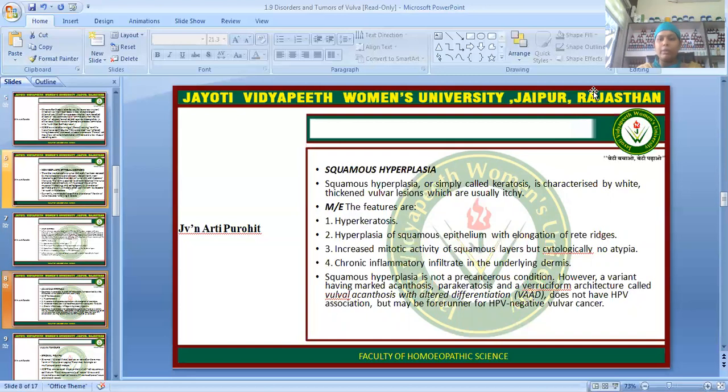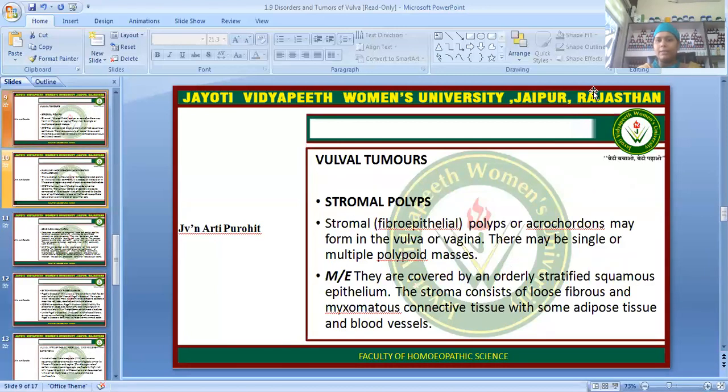Squamous hyperplasia is not a precancerous condition. However, a variant having marked acanthosis, parakeratosis, and verruciform architecture is called the vulval acanthosis with altered differentiation. It is not HPV, human papilloma virus, associated, but may be a forerunner of HPV negative vulval cancer. Now there are vulval tumors like the stromal polyp, stromal fibroepithelial polyp or acrochordons, which may form in the vulva and vagina. There may be single or multiple polypoid masses.